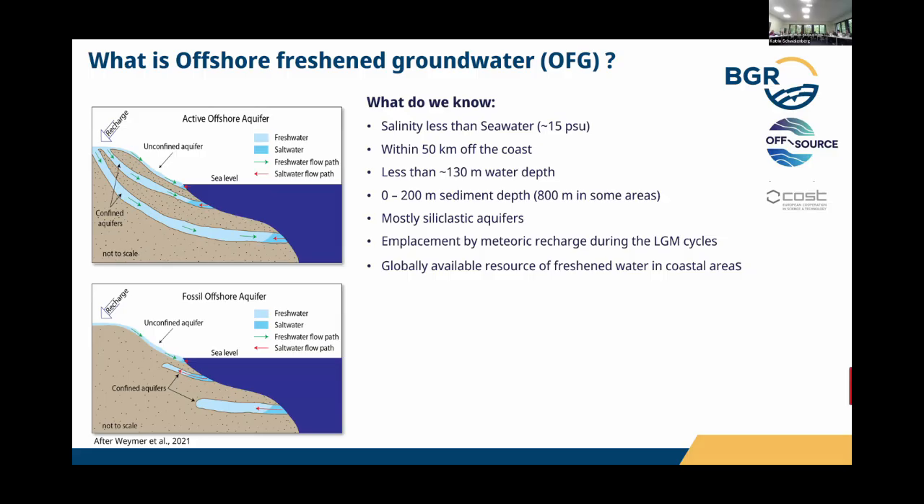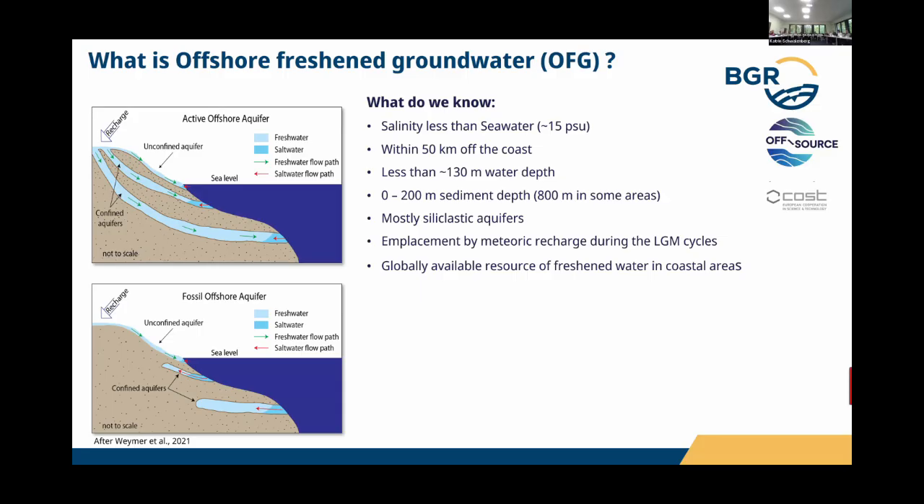According to this understanding, it's the groundwater which has been in place since the last glacial maximum. There are other processes where offshore freshened groundwater exists, for example, through submarine gas hydrate dissociation. Gas hydrate doesn't include the salt in the water, so if it dissociates, it's fresh water. That's something we will not tackle here, since we focus on geophysical methods to look at offshore freshened groundwater as a resource.